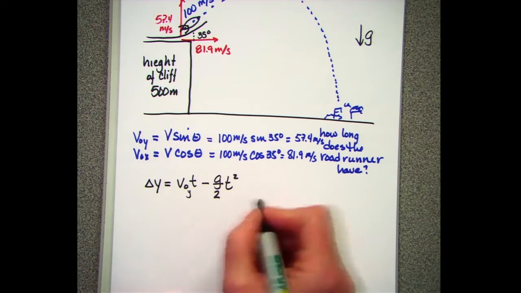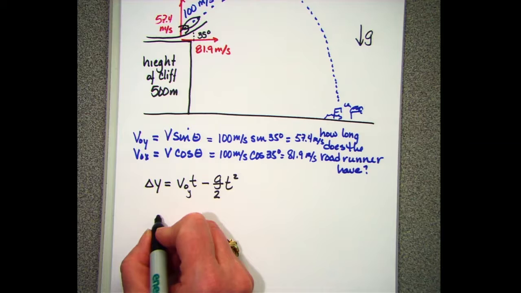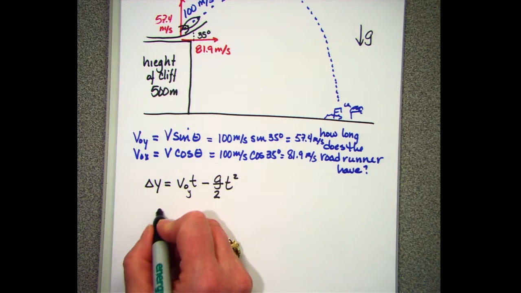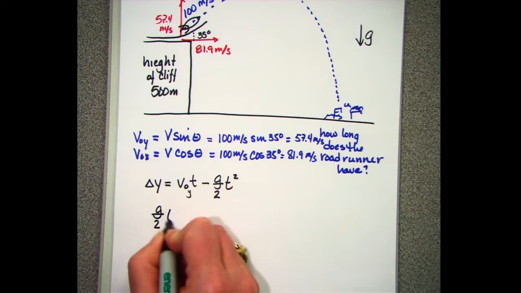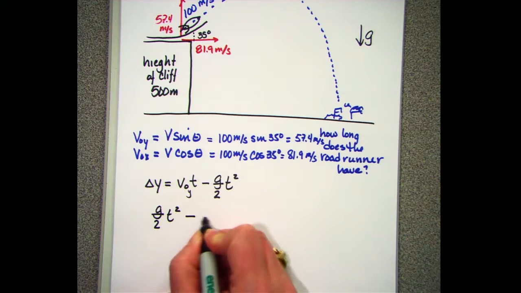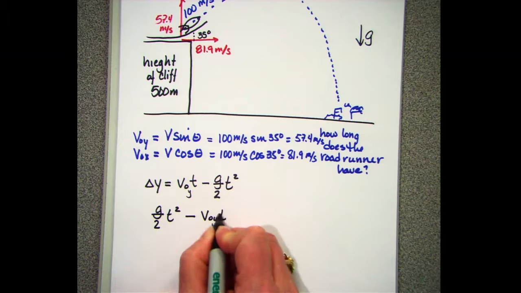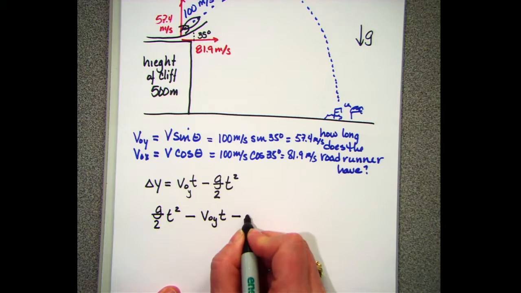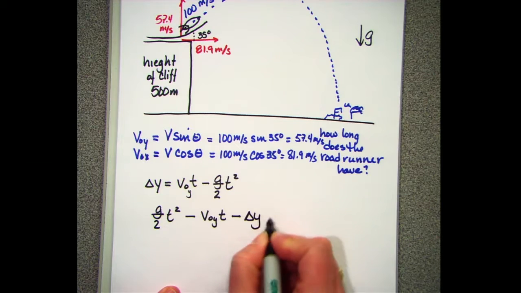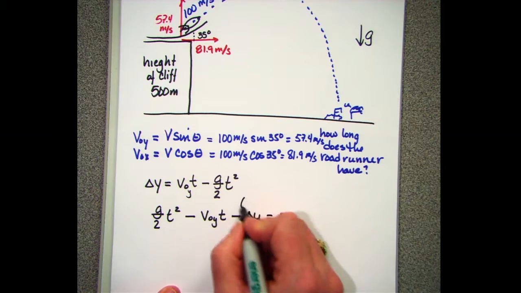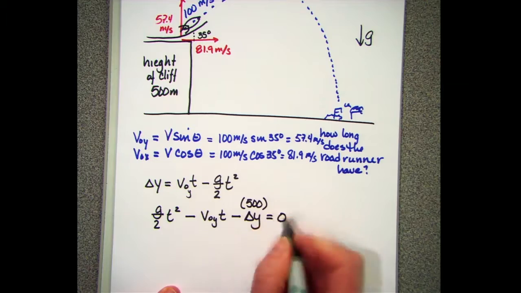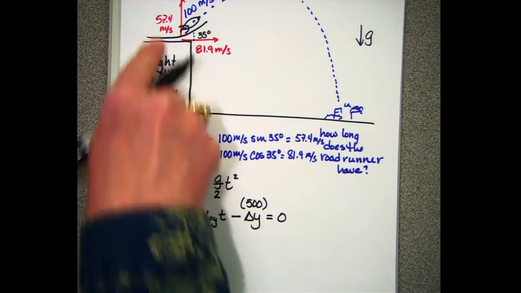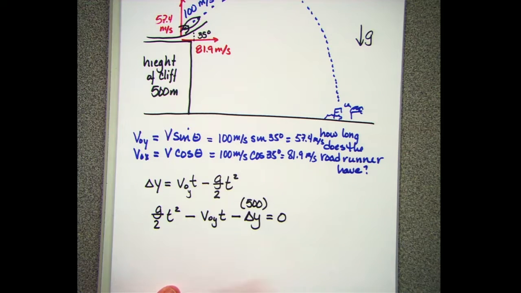So one of the things I can do is I can set this up. I'm going to move this to the other side. So I'm going to get g over 2 t squared minus the initial velocity in the y direction times t, and I'm going to have my minus change in y is equal to 0. And this is going to be 500, and the minus comes from the fact that we're going down. This minus comes because I came over here and my initial velocity was going up.